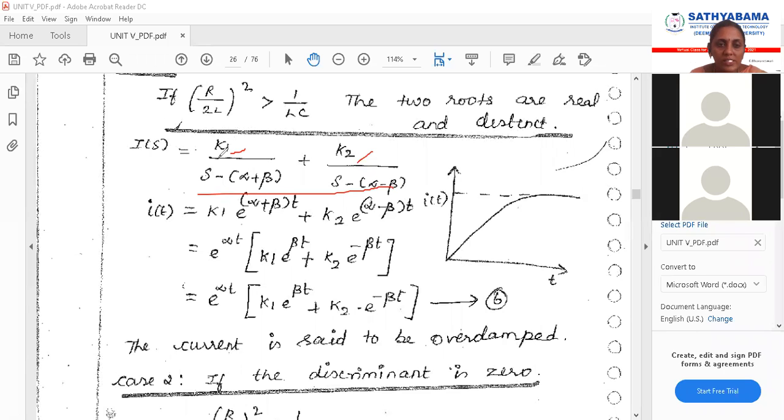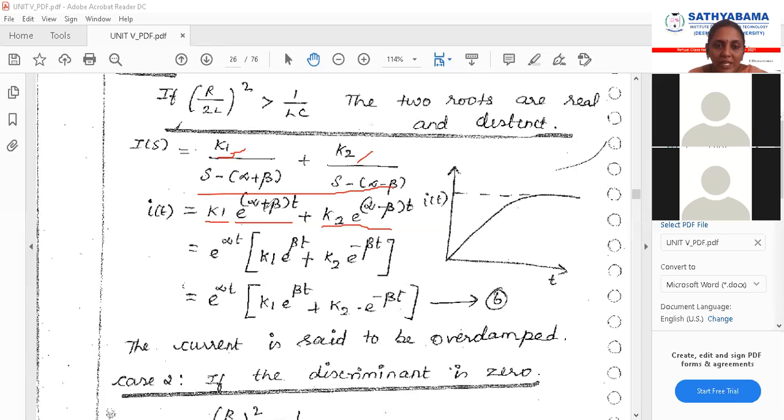Right. So this constant K1 will be retained, and 1 by S minus A will be taken as e power alpha plus beta into t. Here we are assuming A as alpha plus beta. Same way the second one, K2 into e power at. Always remember, 1 by S minus A means it will be e power at. If it is 1 by S plus A, then it will be e power minus at. Just the opposite.